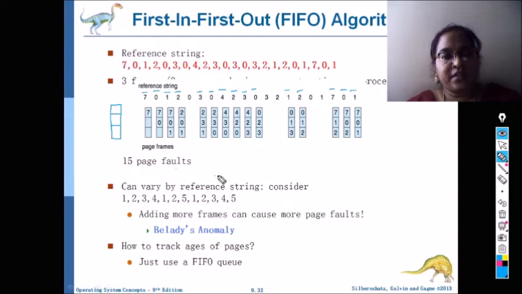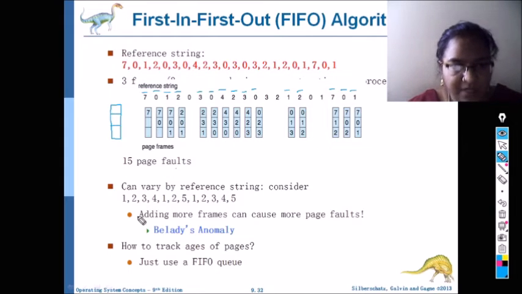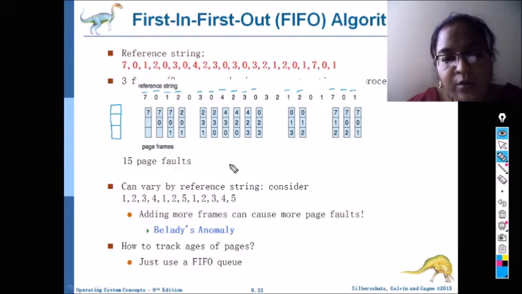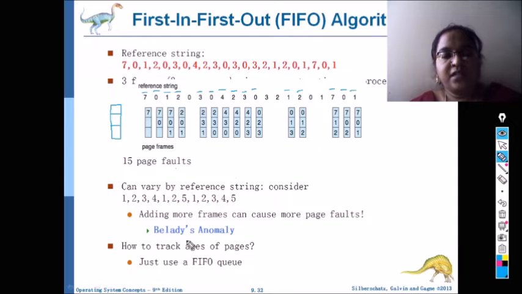So you solve this same FIFO problem using this particular reference string. Now in this algorithm, if I am adding more frames, here we had 3 frames, if you're having 4 frames, check out how many page faults you get. You might think that if you add more frames, page faults may be reduced. But in the FIFO algorithm, sometimes adding more page frames will lead to more page faults, and that is called Belady's anomaly.